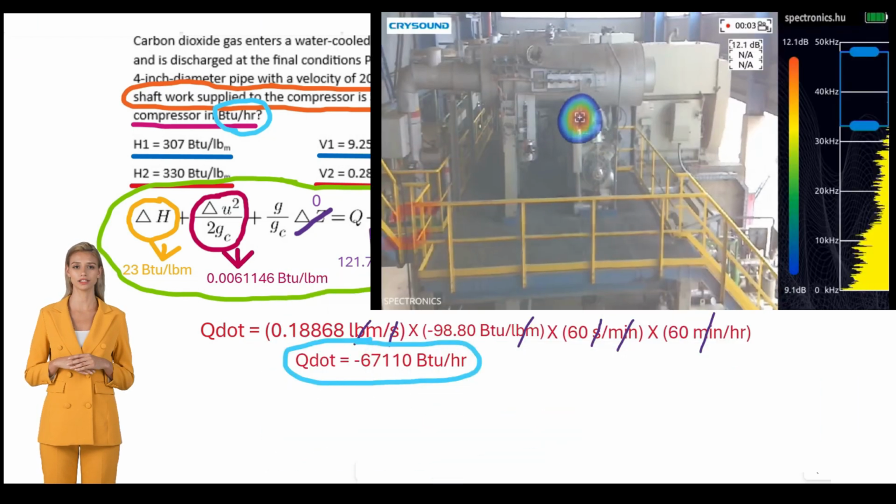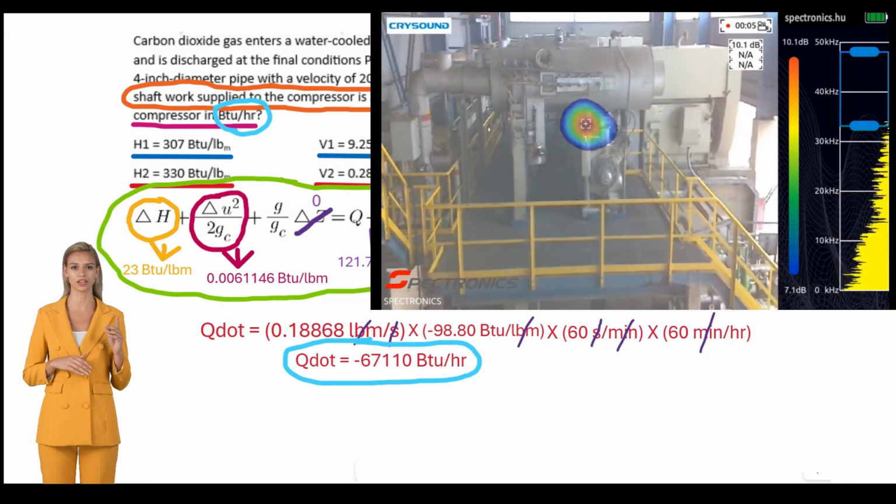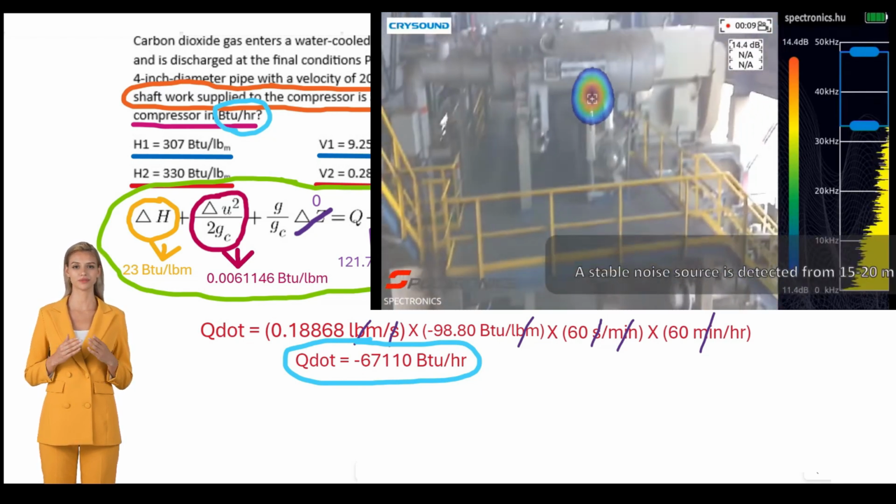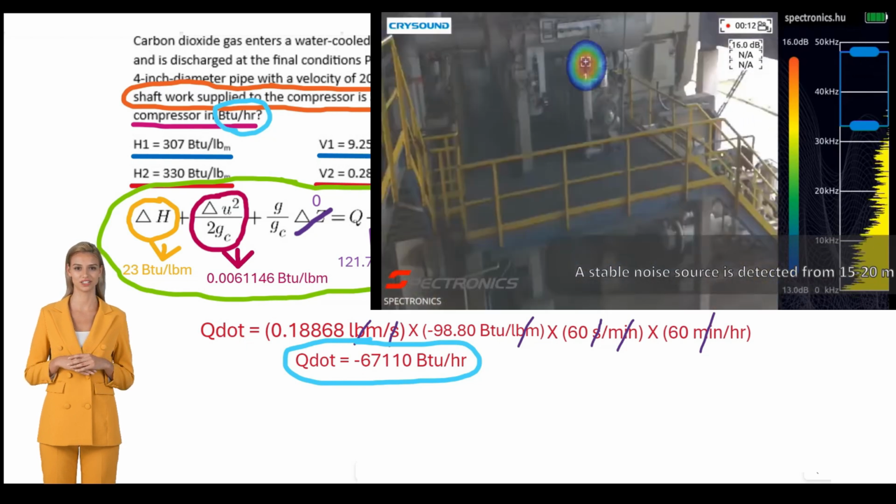In the upper right is an ultrasound detection of a methane leak in a reciprocating compressor, which you may find interesting.